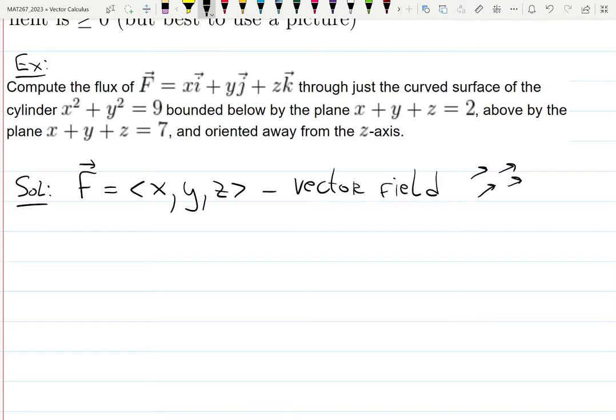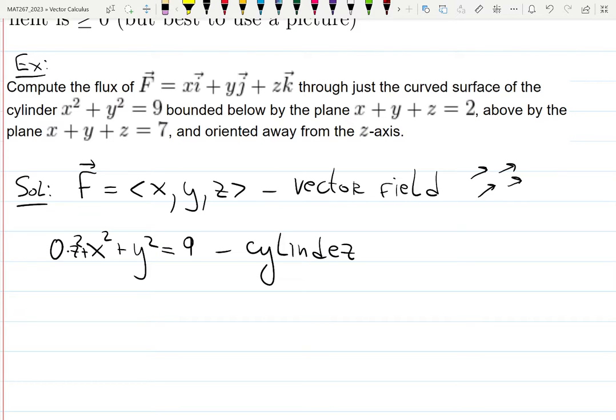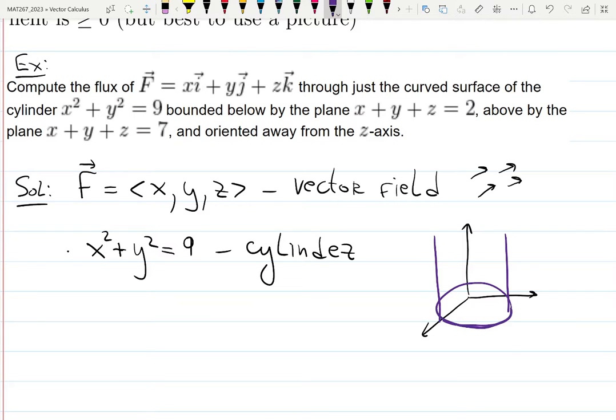Now, what is it going through? It's going through the surface of the cylinder x squared plus y squared equals 9. That's a cylinder? Yes, it is. Z is hidden here as 0 times z squared. And because z can be anything, this is a cylinder centered at 0, 0 with radius 3. So I can sketch a graph for you, like so. It goes infinitely up and down. Let's have a circle, and it goes positive z and negative z forever, and the radius is not 9, it's 3.